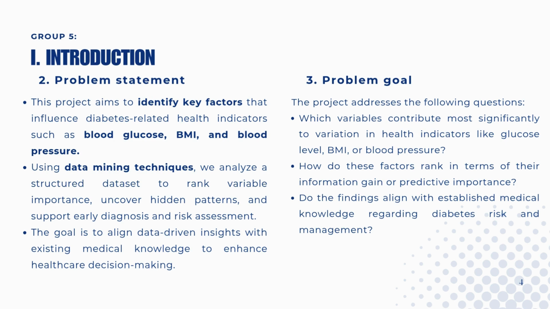The problem goal: the project is addressed by the following questions. Which variables contribute most significantly to variation in health indicators like glucose level, BMI, or blood pressure? How do these factors rank in terms of information gain and predictive importance? Do the findings align with established medical knowledge regarding diabetes risk and management?